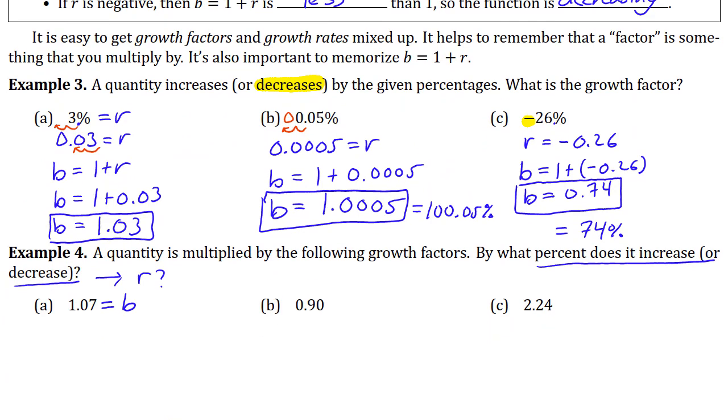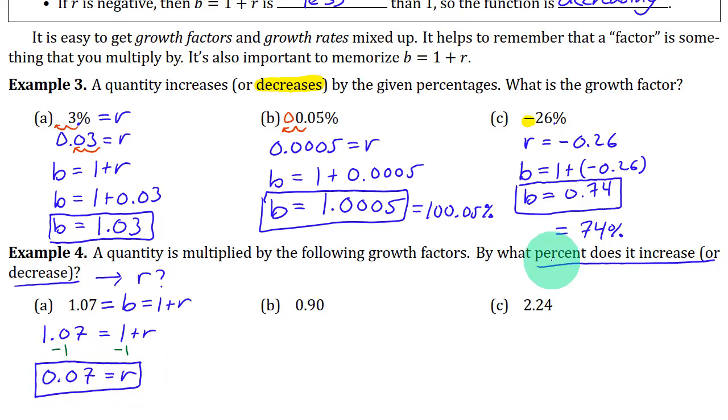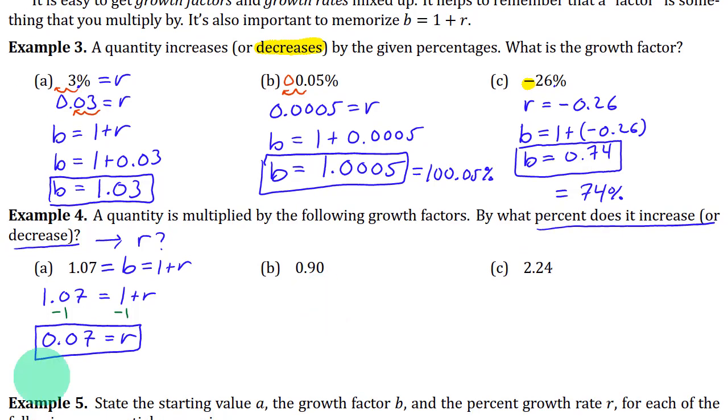So let's see. Remember, b is always equal to 1 plus r. That's a super important idea in this section. So if you do 1.07, that's equal to 1 plus r. How do you get r? You could just subtract 1 from both sides, and you get 0.07, which is 7%. I guess if it's asking for by what percent, we would say this is an increase of 7%.